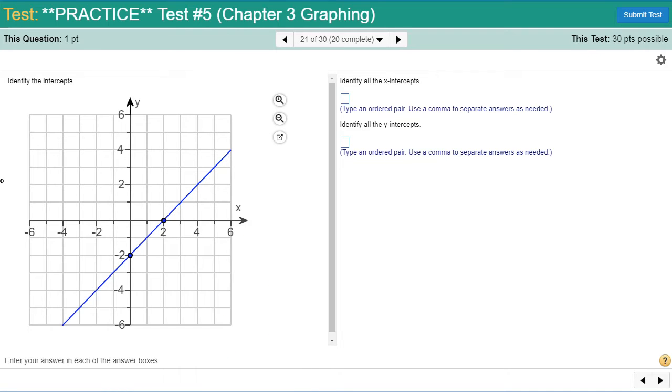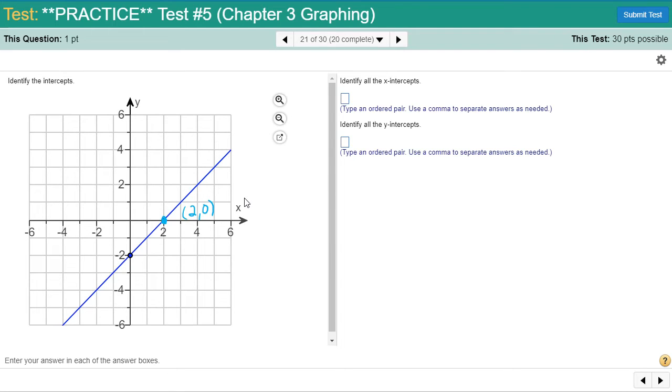Oops, that's not what we want. We want a pen. So it intersects only at one point right there, and that looks to be the ordered pair, positive 2, 0. So our x-intercept, where this blue line crosses the x-axis, well, it only does it once, I don't see any others, is at the point 2, 0.